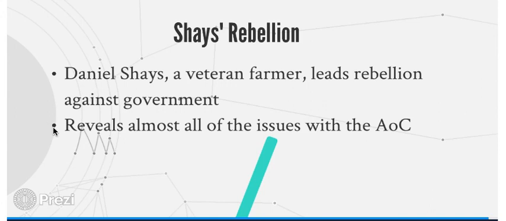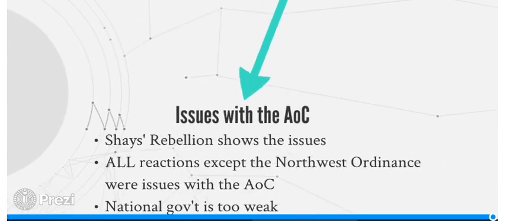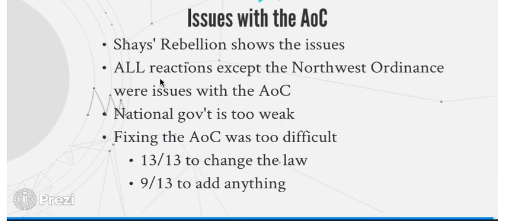So he decides he's going to lead a rebellion against the government. He burns down an arsenal in the middle of Massachusetts. I don't know if y'all know what an arsenal is, but if you've ever played Call of Duty or whatever, when you go into that little random building where you get all your weapons from, that's an arsenal. So an arsenal is just a weaponry building. That's all. Okay, so when he does this whole exploding of nonsense, it reveals almost every single issue with the AOC. It shows all these issues, and that's the last thing you have to write at the bottom: issues with the AOC.